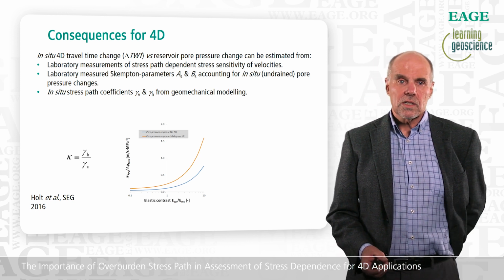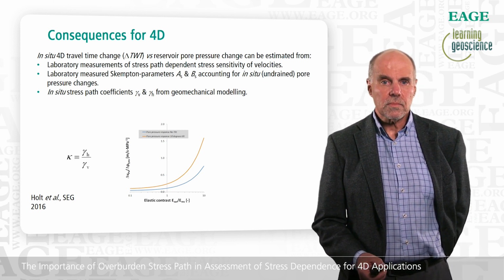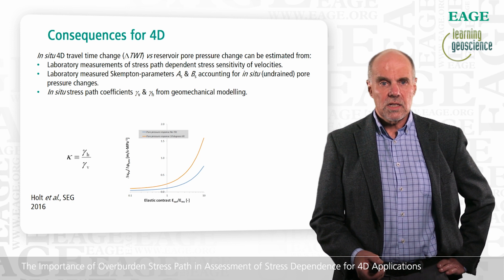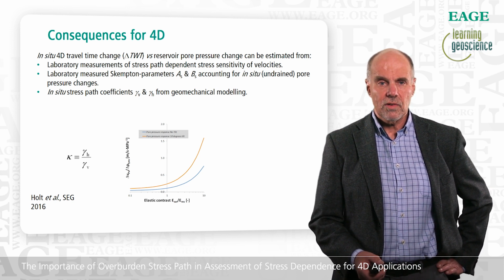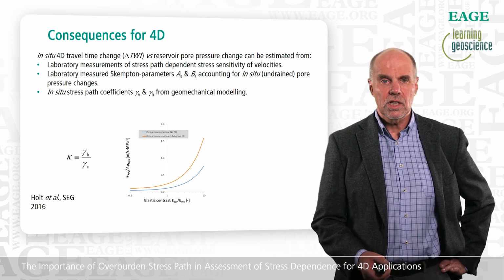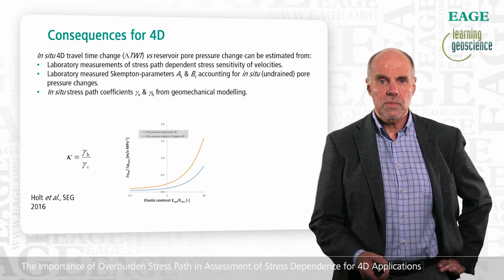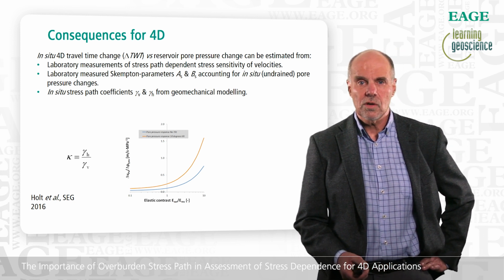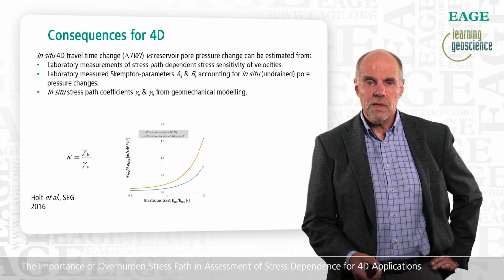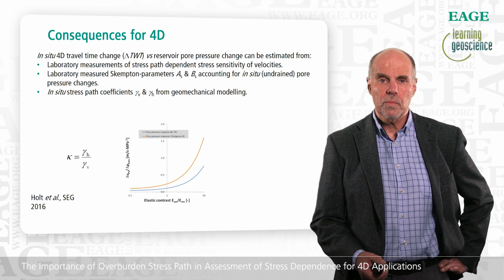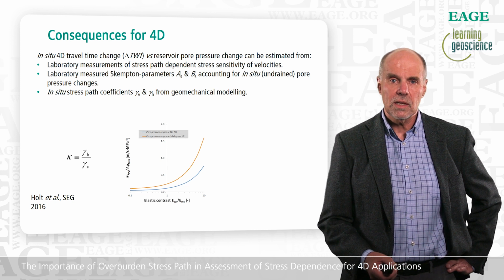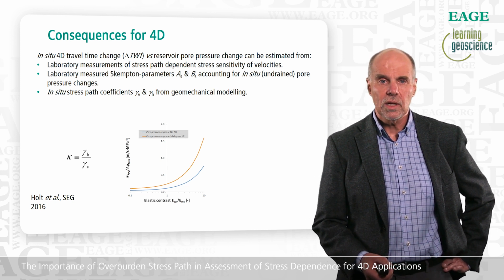So, what are the consequences of this work for 4D seismic? We can estimate the change in travel time that we record during 4D in situ versus reservoir pore pressure change by using the laboratory measurement of stress path dependent sensitivity of the velocities. That's the A, B, and the C parameters. The laboratory measured Skempton parameters, AS and BS, from the pore pressure measurements, and then the in situ stress path coefficients, gamma V and gamma H, that we get from the geomechanical modeling.